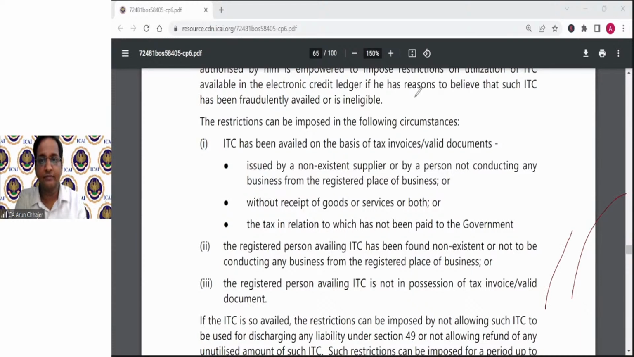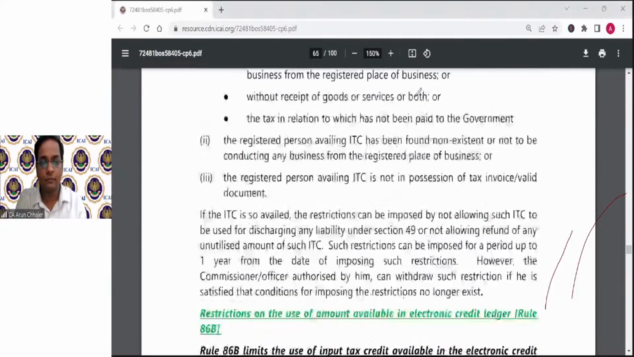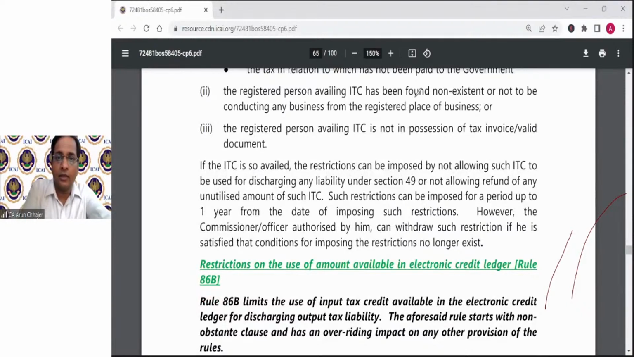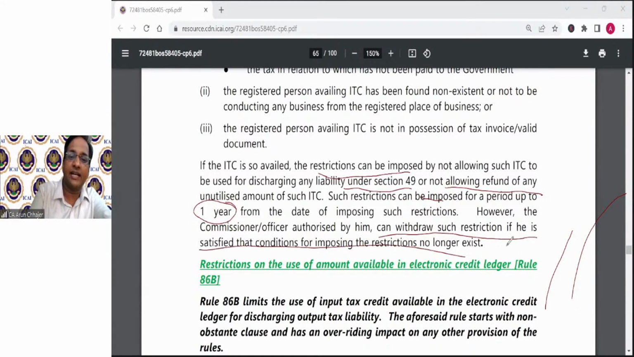Further, they are saying the ITC so availed, restriction can be imposed by not allowing such ITC to be used for discharging any liability under Section 49, or not allowing the refund of any unutilized amount of such ITC. Such restriction can be imposed for a period of 1 year from the date of the restriction. However, the commissioner or officer authorized by him can withdraw such restriction if they are satisfied.